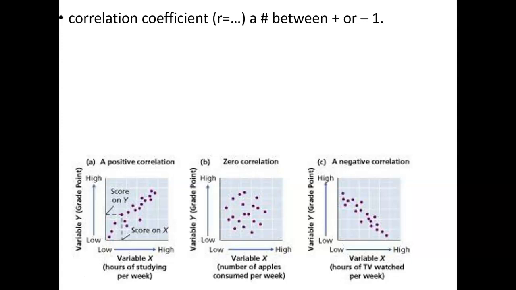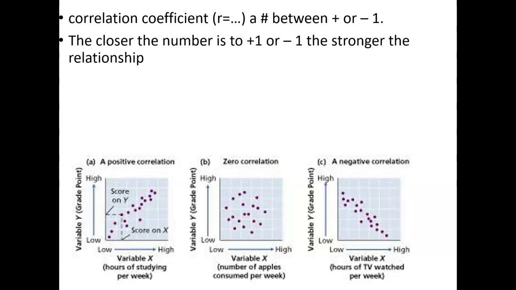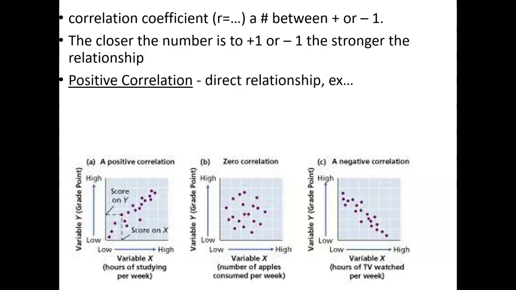So the correlation coefficient is denoted by the letter R, meaning relationship, is equal to, and this is a number between +1 or -1. The closer the number is to +1 or -1, the stronger the relationship. So in other words, if I have a correlation coefficient R equals -0.95, that is going to be a very strong negative correlation. If I have positive 0.95, that's going to be a very strong positive correlation.